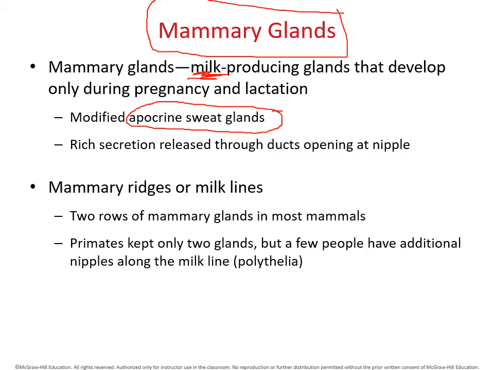When a woman is not pregnant and no longer lactating, we see that the mammary glands will shut down, and they will stop producing milk.